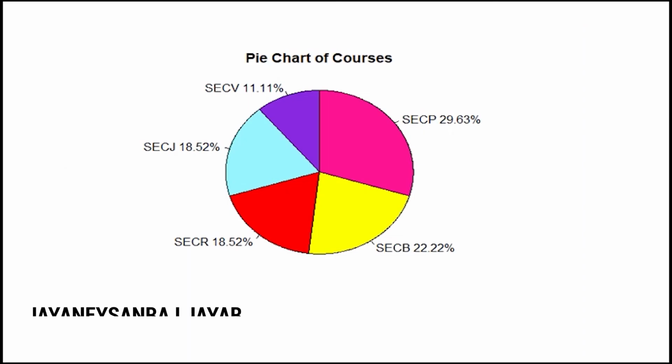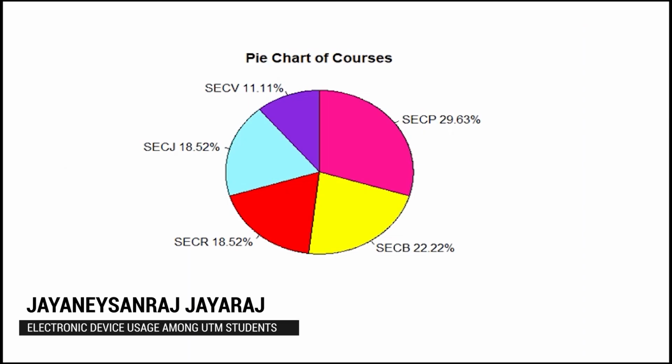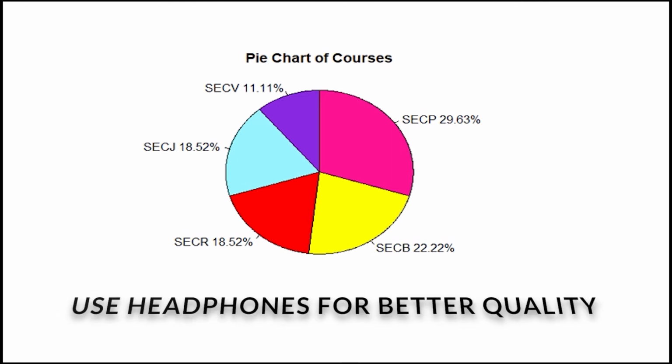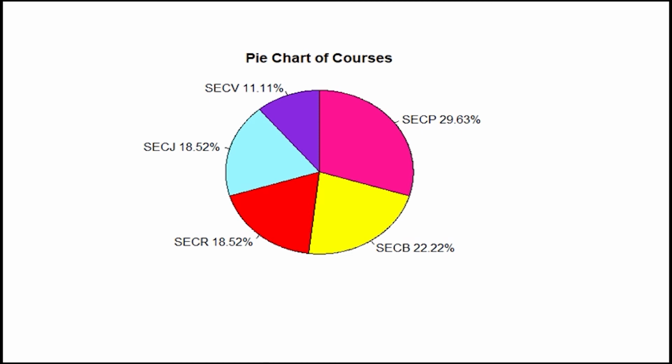Okay, this is the pie chart of courses. SCCP has the most respondents, which is 16. SCCB is the second highest with 12 respondents, while SCCI and CCJ have the same number of respondents, which is 10 each. SCCB, although, has the least number of respondents, which is 6.